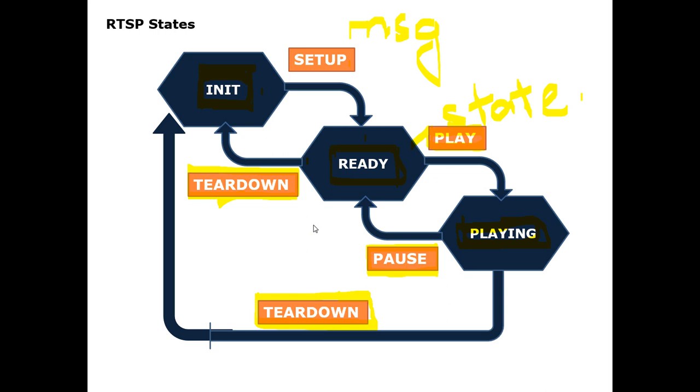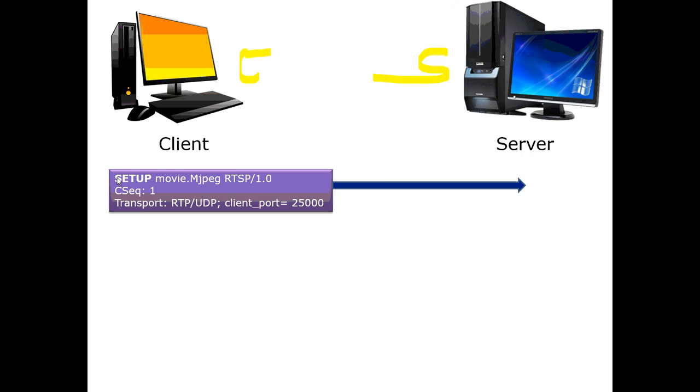Now let us understand a sample scenario of communication between a client and server. Let us call this the client and this the server. The client will first send a setup message. The structure of the message will be like this. In the first line is the name of the message, this is a setup message. Then it says this is the data.